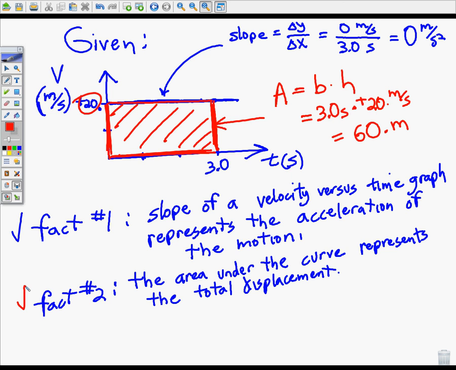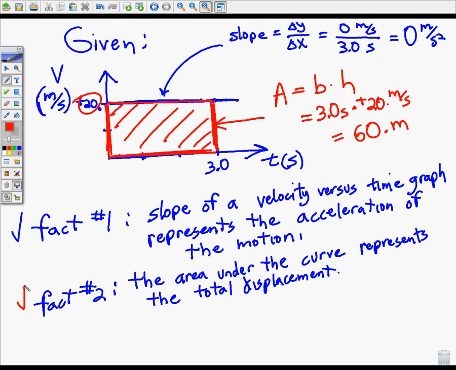When you go to do lesson 19 homework, on the syllabus it specifically says to draw velocity time graphs. So now you have to include that in your proper problem format. Now, I want to apply these two facts to one more example.